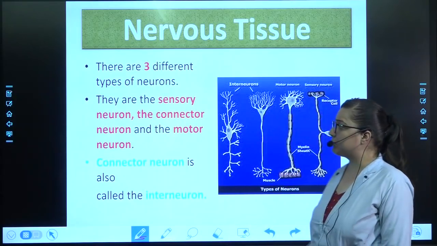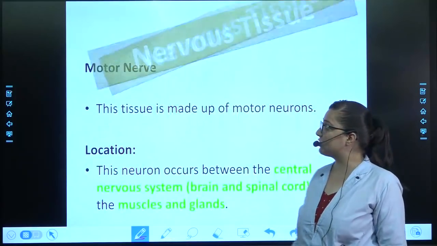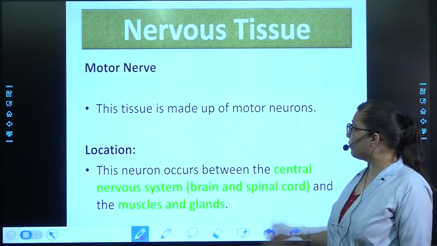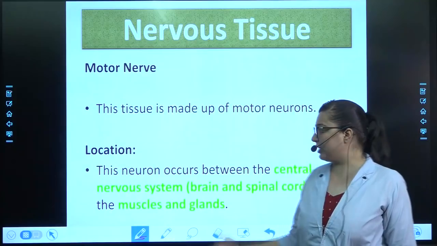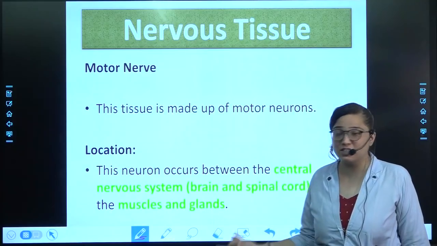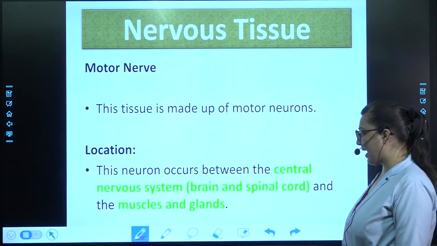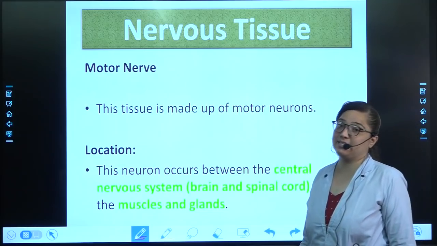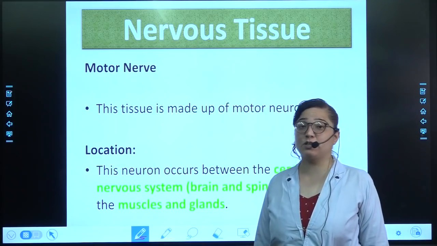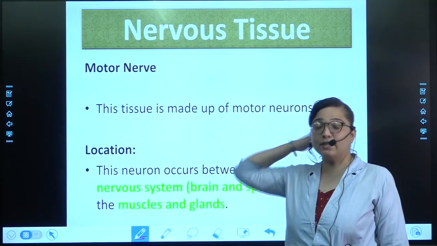These are the 3 types. In that we had the discussion about the motor nerve. Motor nerve is present between the central nervous system and the muscles and glands. What does CNS, that is central nervous system, consist of? Brain and the spinal cord.